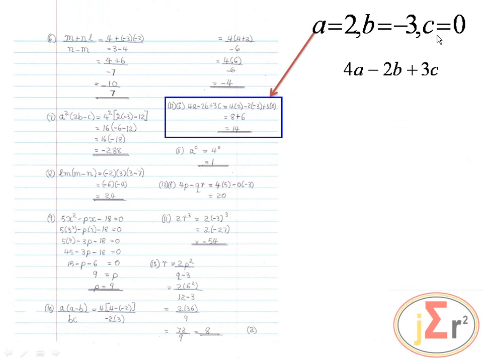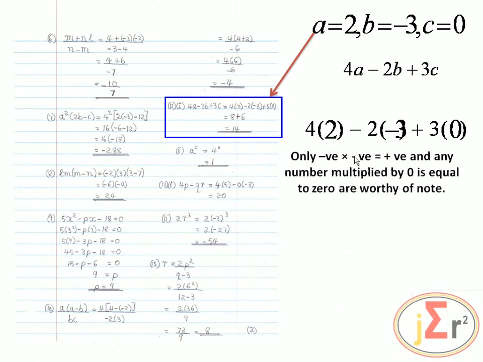Nice to see one of these values equal to 0. That makes it easier to simplify the expression. So we have 4 with 2, b is negative 3 right there, and c is 0. And what we have right here, negative 2 times negative 3, and any number multiplied by 0 is equal to 0 are worthy of note.